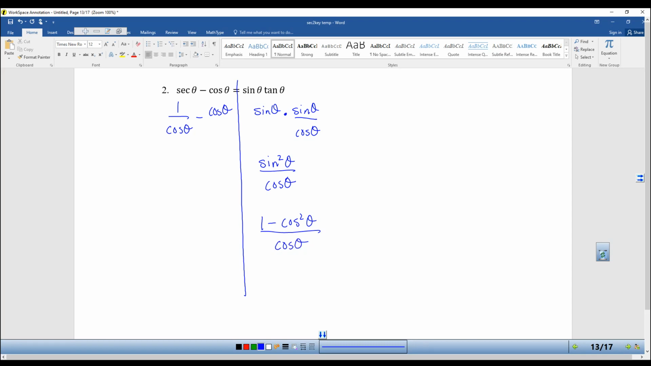I can actually keep working on this side if I want to. I can separate this into two separate fractions. We don't do this very often. Normally we're so keen on getting a common denominator. But in this case, I'm going to separate it out from my common denominator. And then that gives me 1 over cosine of theta minus, and then I have two cosines on top and one on the bottom, cosine of theta.